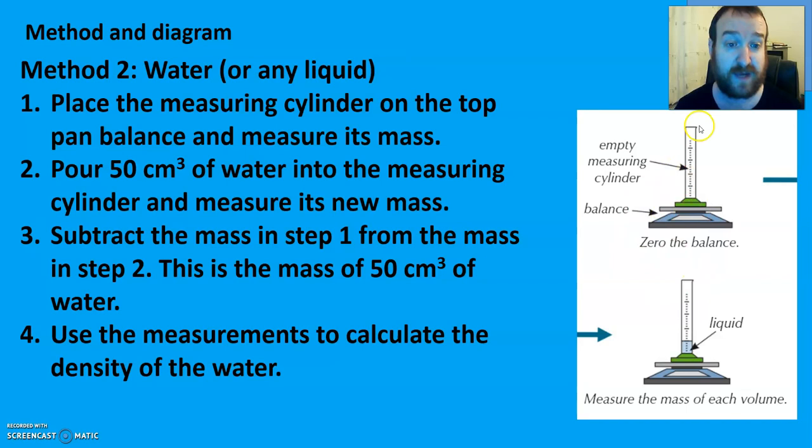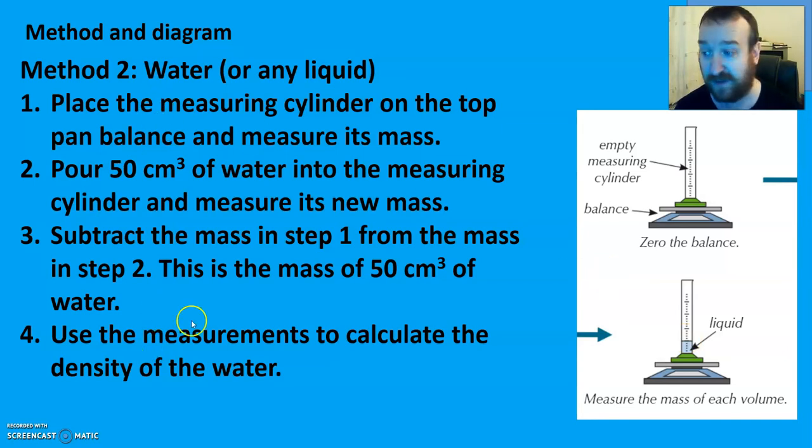So we've got a balance and a measuring cylinder. We pop the cylinder on top of the balance, we press the 0 button, and then we add some liquid and record the volume. So we know how much liquid we've added, and we know the volume of the liquid because it's in a measuring cylinder. We use those two things to find the density.